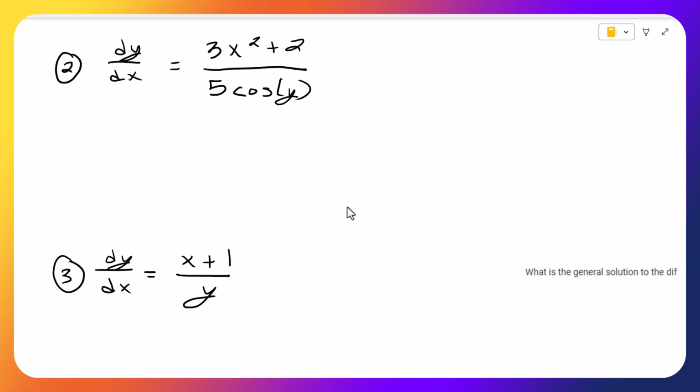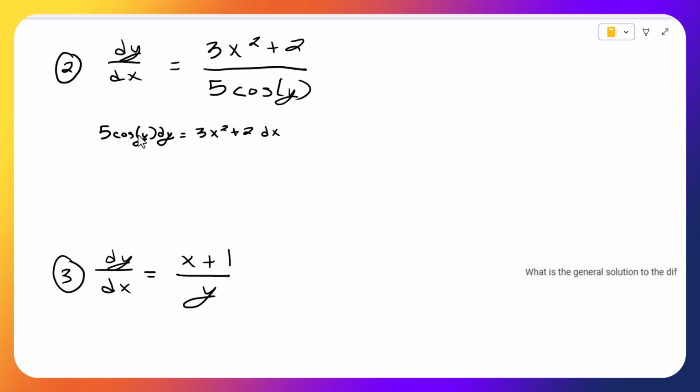It's going to be the same idea. We're doing separation of variables. So I'm going to multiply by dx, and I'm going to do two things at once, and I'm going to move this 5 cosine y to the other side. So I'm going to get 5 cosine of y dy equals 3x squared plus 2 dx. And really, you don't have to move the 5 if you don't want to. You could leave it there, but I just don't want to deal with the fraction, so I'm moving it. And now we have this.